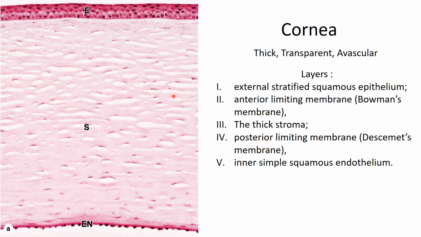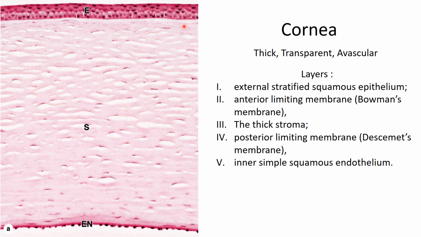Now the first thing is about the cornea. The cornea is a thick, transparent and avascular portion, and as evident, it is composed of 5 layers histologically. Anteriormost is the external stratified squamous epithelium.